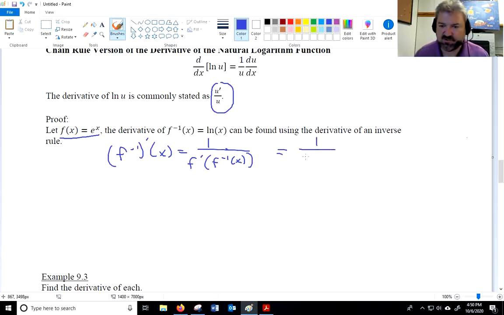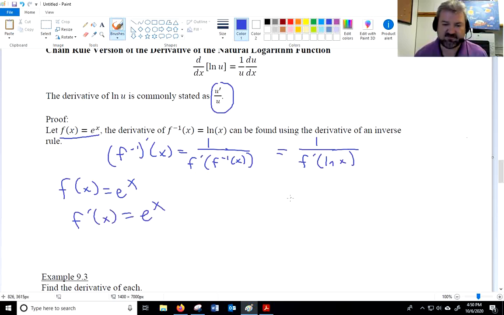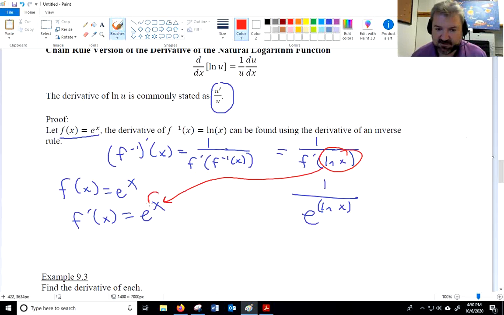So this is really just 1 over f prime of the natural log of x, right? Well, what is f prime? Well, we have to take the derivative of f. So remember, f of x was e to the x. So f prime of x is e to the x. So this is 1 over e to the natural log of x, because I'm doing f prime of natural log of x. But e to the natural log of x, that just cancels out. So this is just 1 over x.